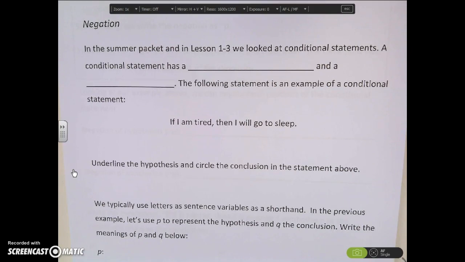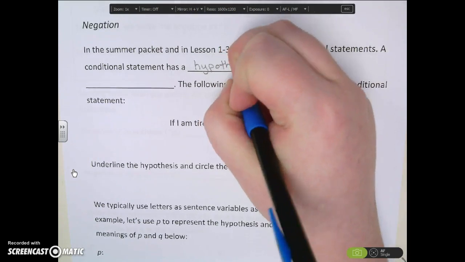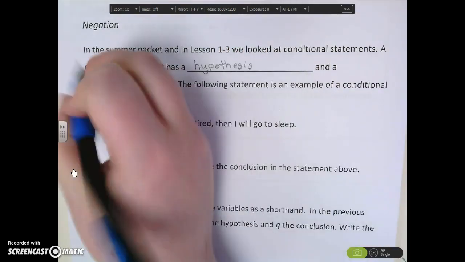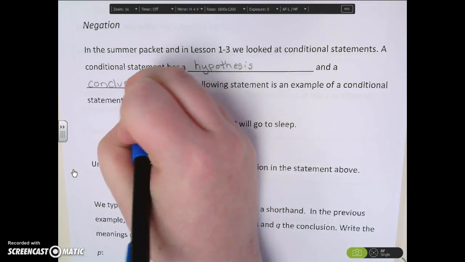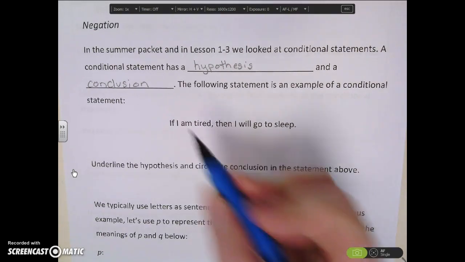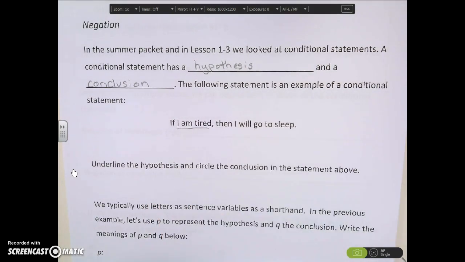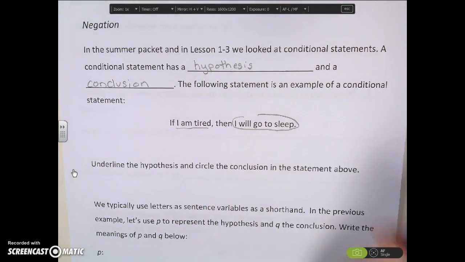A little bit of this is review because in the summer packet and in lesson 1-3 we looked at conditional statements. Just to remind you, a conditional statement has a hypothesis and a conclusion, and they're if-then statements. For example, if I am tired, then I will go to sleep. The hypothesis is I am tired, and the conclusion is I will go to sleep.